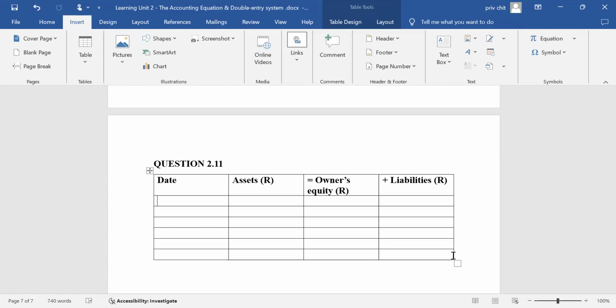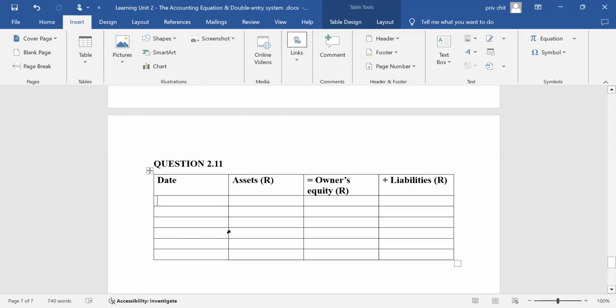Yes. Right. I'm going to do the first one for you. Is it fine? Yes, sir. Right. Read for me the first transaction. What are they saying? The owner took clothing from the trading inventory for personal use. The selling price was 1,500.